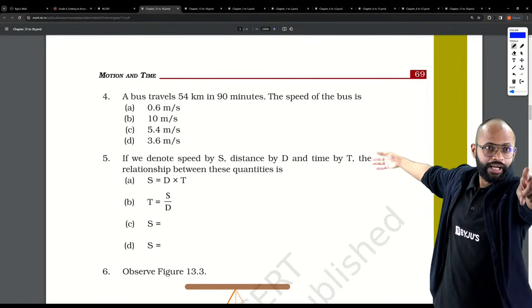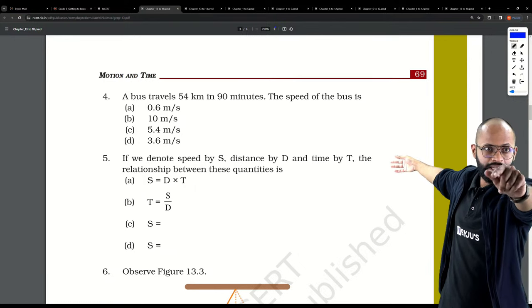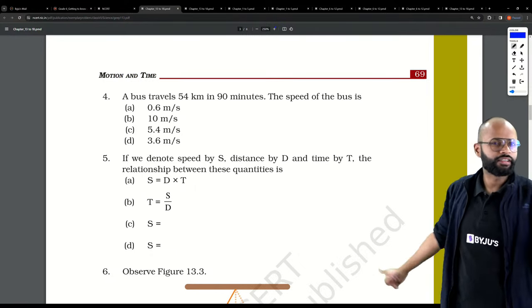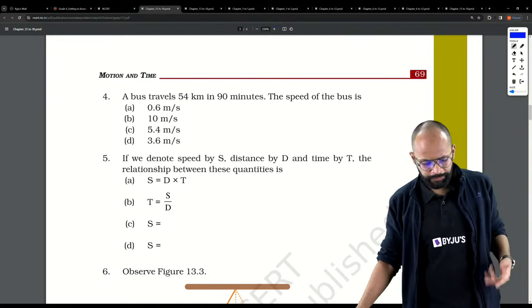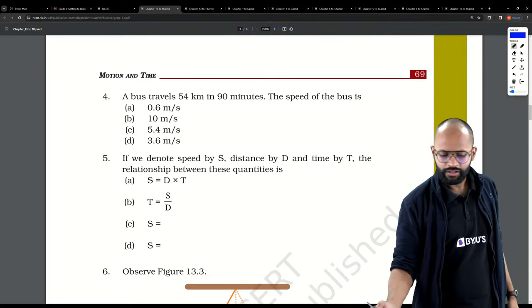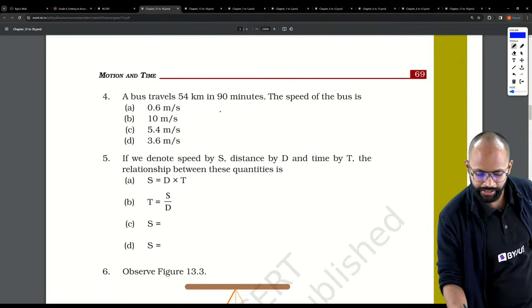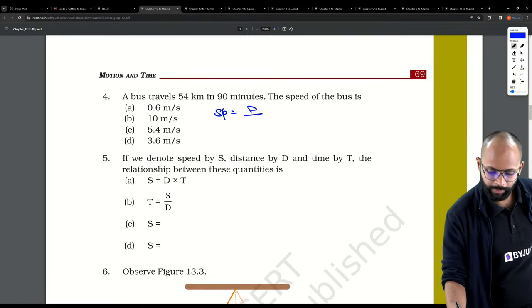A bus travels 54 kilometers in 90 minutes. The speed of the bus is how much? A, B, C, D. I am getting A as answer. Yes. Guys, solve. Bus travels 54 km in 90 minutes. What is the speed? Sir, speed is distance upon time.